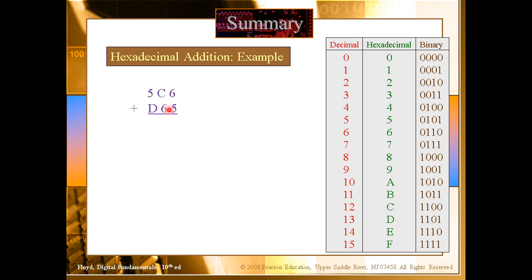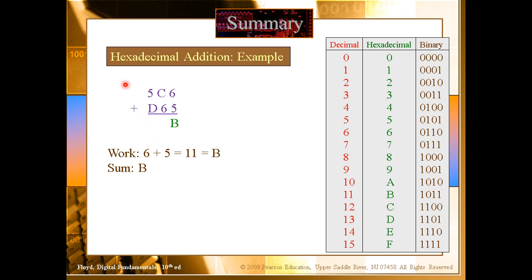Again, we align the numbers, and then we start from the very rightmost column. So in the rightmost column, what do we have? 6 and 5, right? So just add 6 plus 5. What do you get? 11, which is B. Which is fine, right? We can just add 6 plus 5 and the sum is B. We just write that. Now, let's look at the next column.